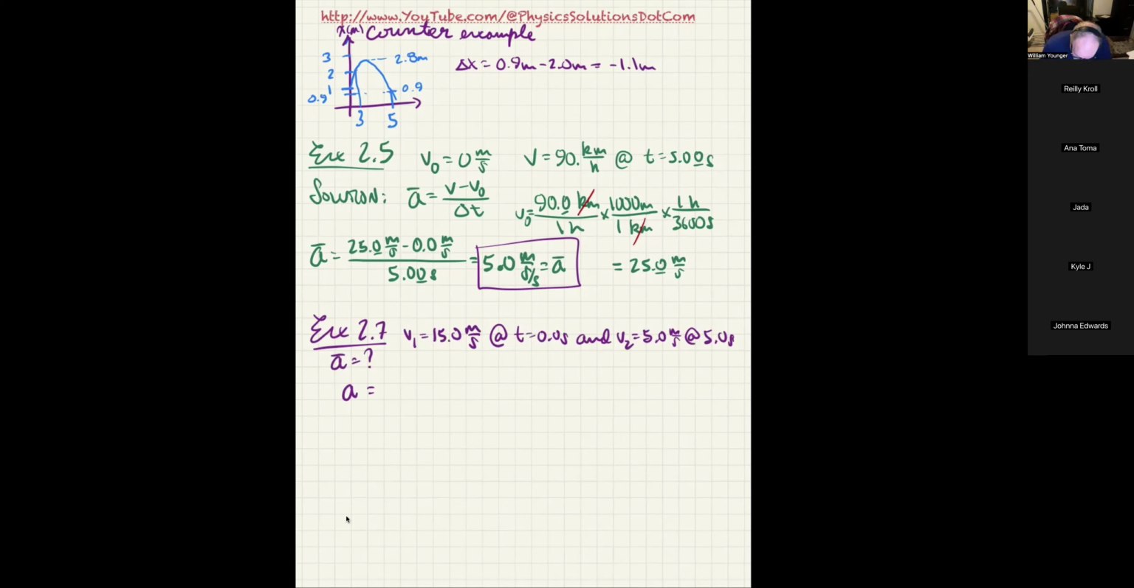So in this case, a bar is equal to v minus v zero over delta t. Just using these as we have seen, I'm going to take the final velocity, which is 5.0 meters per second, and I'm going to subtract from it the initial velocity, which is 15.0 meters per second, and I'm going to divide that by the time change, which is 5.0 seconds. 5 minus 15 is negative 10, so I'm going to get negative 10.0 meters per second per 5.0 seconds. That's going to be negative 2.0 meters per second every second, and that's our a bar.